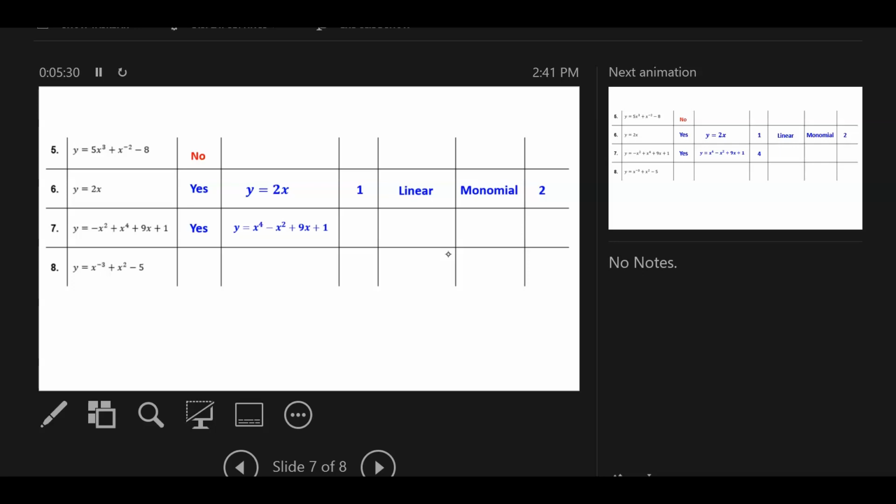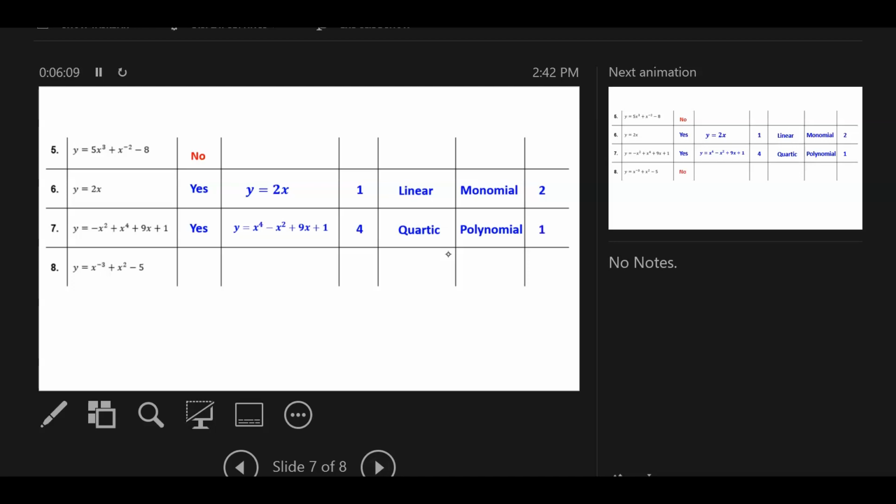Now, what is the degree? What's the highest exponent? 4, okay? And if it's a degree 4, what do you call that? Quartic, just quartic. Now, how many terms are there? 4 terms. What do you call that? Polynomial. And then what's the leading coefficient? It's not this one. It's this one. Just one.